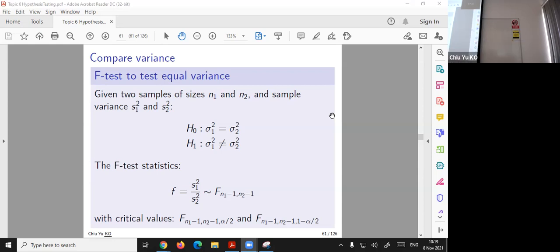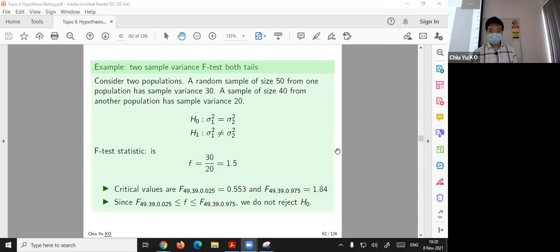You just look at the ratio of the two. Take the ratio, and this ratio is F. The only thing you need to check is the degrees of freedom. It's just n1 minus 1 and n2 minus 1. Of course, with one of two, you can flip it and just flip this guy. So that would be the idea.